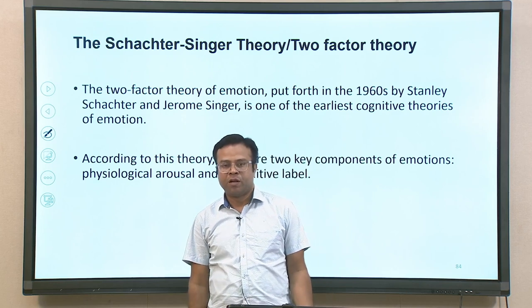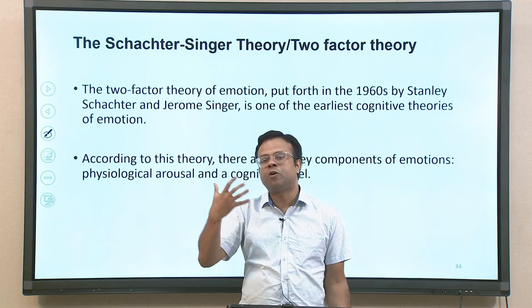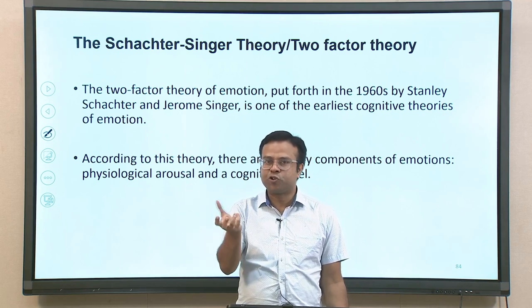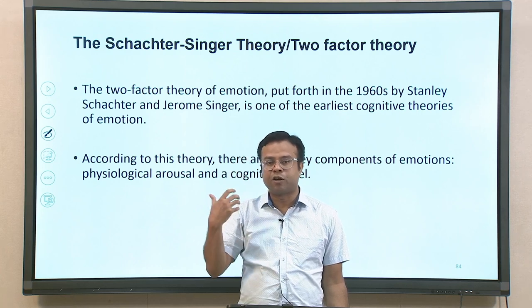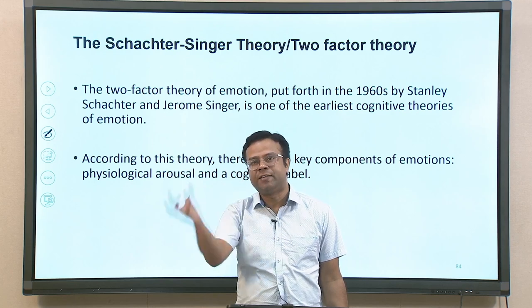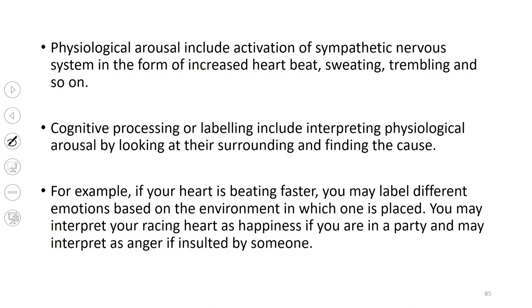Jerome Singer. It is one of the earliest cognitive theories of emotion. According to this theory, every emotion has two main components: physiological arousal, and cognitive labeling, how the mind labels it. Physiological arousal includes, as we have seen, activation of the sympathetic nervous system, which arouses the body, like increasing heartbeat, making your breathing faster, sweating and so on. Cognitive processing or labeling involves interpreting the physiological arousal by looking at the surroundings.